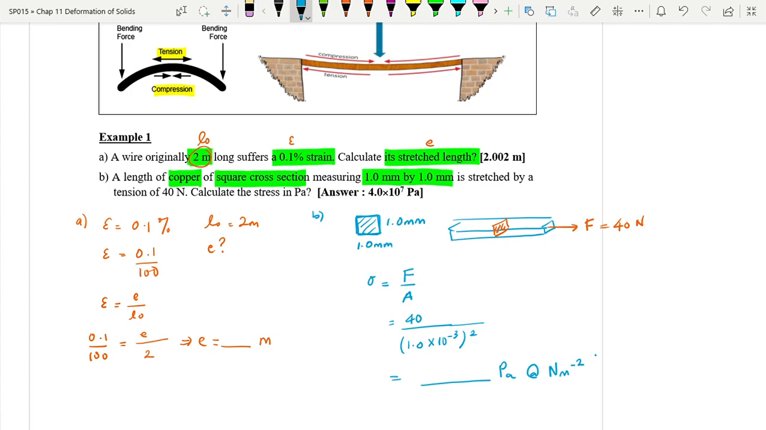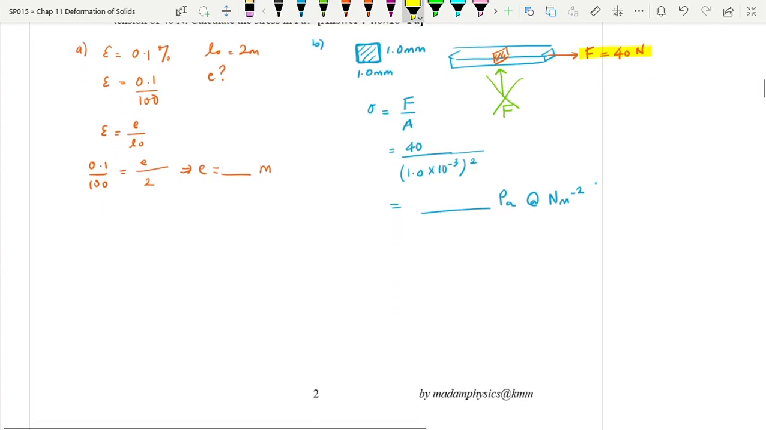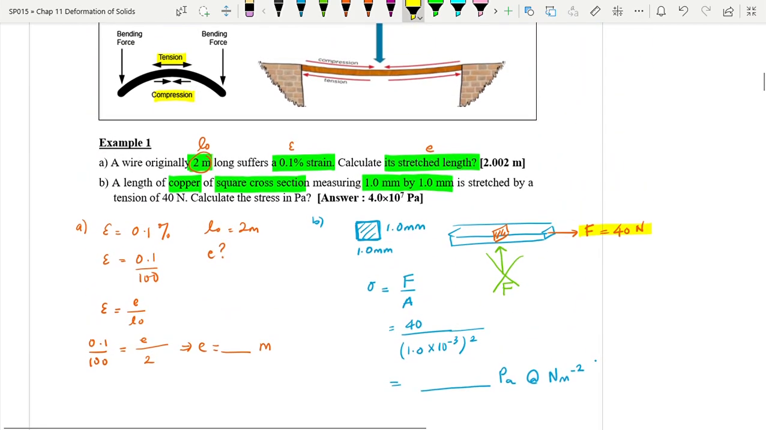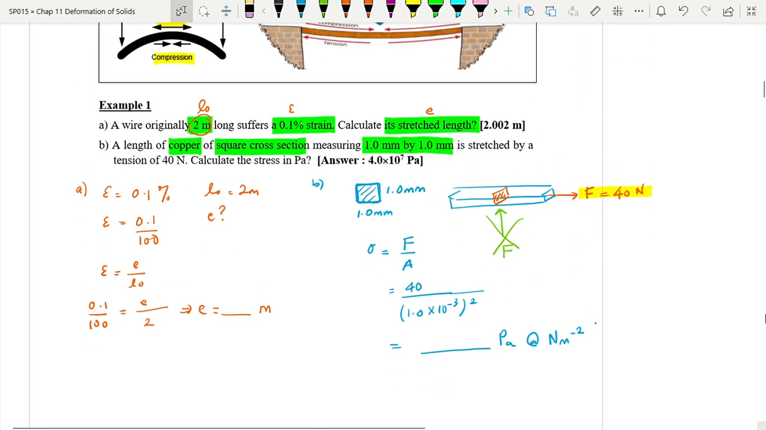Cuma kita kena ingat force tu mesti perpendicular to the cross-sectional area. Sebab sometimes ada juga diberi force in this direction. Okay, so kita tak boleh gunalah force ni. Kita mesti kena ambil force di sini. Kita kena tengok mana cross-sectional area dia. Okay, so alright, so itu saja untuk first part of chapter 11. Thank you.